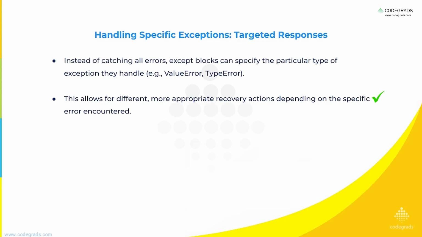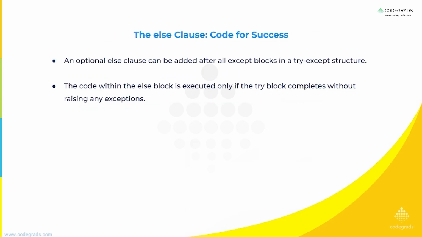Now suppose in the try block I type num is equal to int of "hello". I cannot convert a string value into an integer, so naturally it will raise an error. While defining the except block, I'll mention except ValueError and print "You must enter a valid number". In this way we can catch specific errors, and it will help us write better and clearer responses.